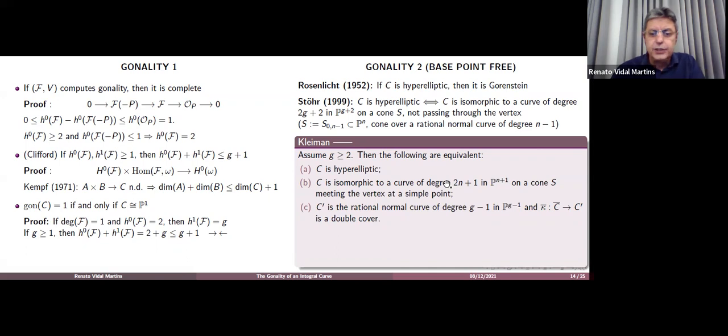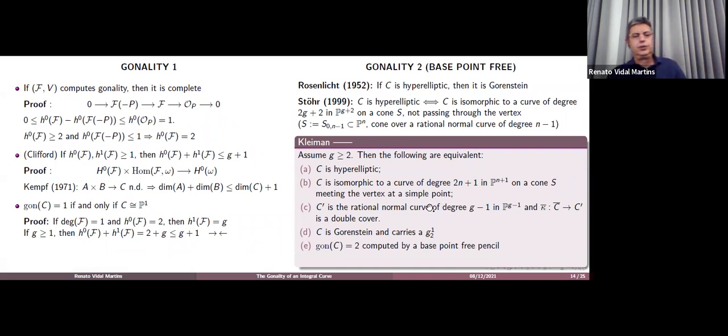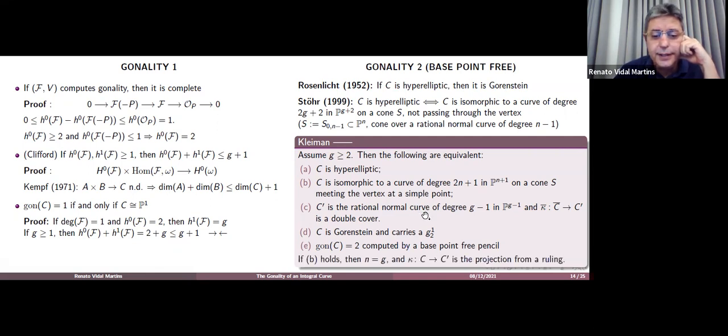C: C prime is the rational normal curve of degree g minus 1 in P^(g-1), and the map from C bar to C prime is a double cover. D: C is Gorenstein and carries a g^1_2. E: The gonality of C is 2, computed by a base point free pencil. And if B holds, then n equals g, and the map from C to C prime is the projection from a ruling.